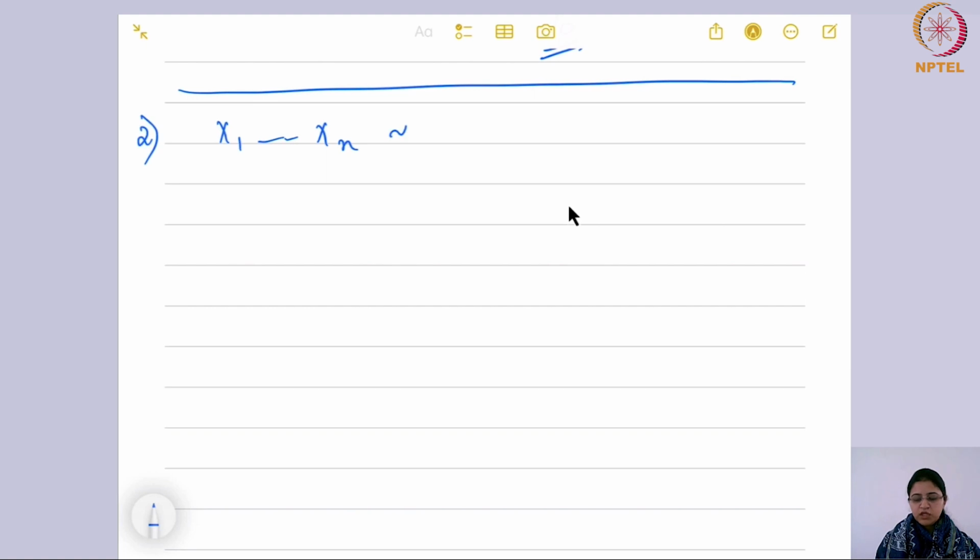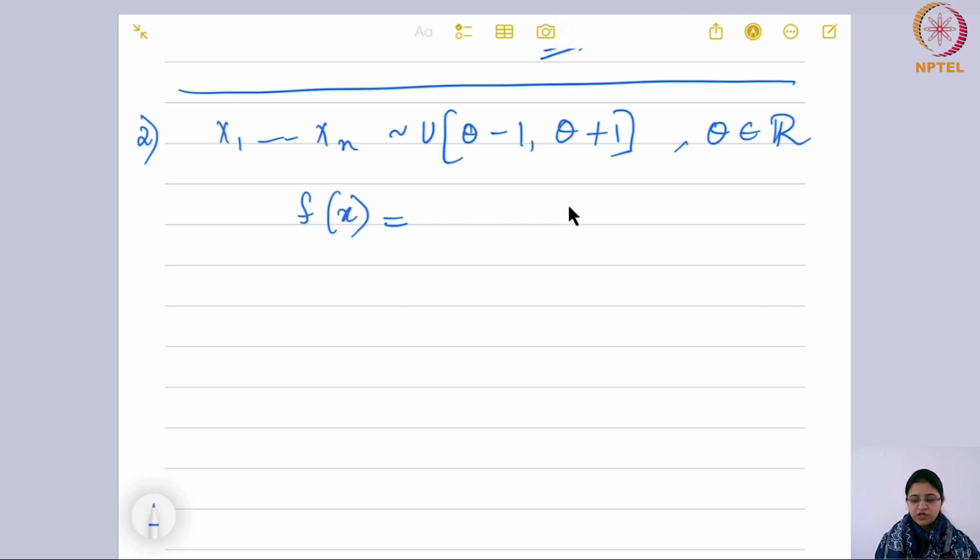So the first remark is already done. Let us consider the second remark, which says that you have a random sample from uniform theta minus 1 to theta plus 1, where theta is a real number. This is the parameter space. In this case, what will be the density? f(x) is 1 over b minus a, so here it is 1 over 2, where x lies between theta minus 1 and theta plus 1.